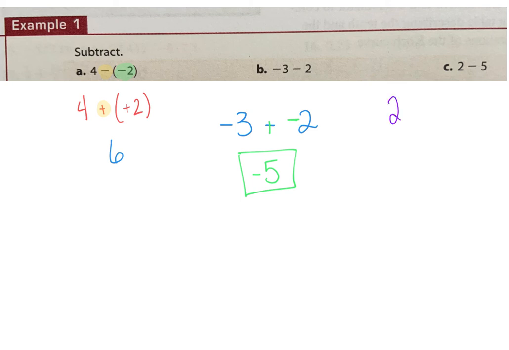Let's look at the last one. We have 2 minus 5. All right? So we're going to change this to adding the opposite. Adding the opposite. Now you can see you have different signs. So if I have different signs, my rule for addition is what? Subtract and keep the sign of the larger. 5 minus 2 gives me what? 3, and it's negative because my negative was my larger absolute value.